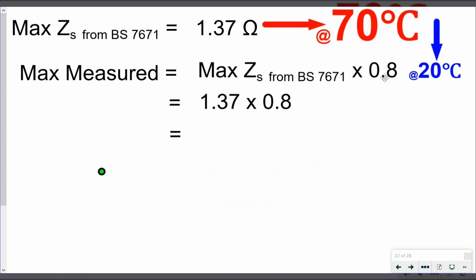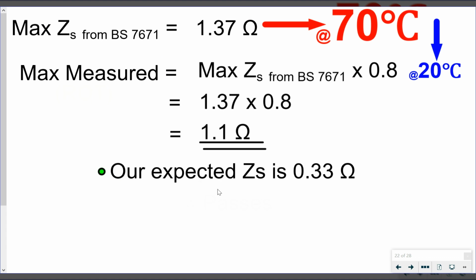If it was a factor of 1, that would be no correction. So we take that 1.37 ohms and multiply it by the 0.8 correction factor to bring it down to 20 degrees C. So 1 minus 0.2 gives us that 0.8, and that gives us a max measured value of 1.1 ohms. Now our expected Zs is 0.33 ohms. So quite clearly that passes because it is far smaller than the 1.1 ohms that we can expect as our maximum measured.